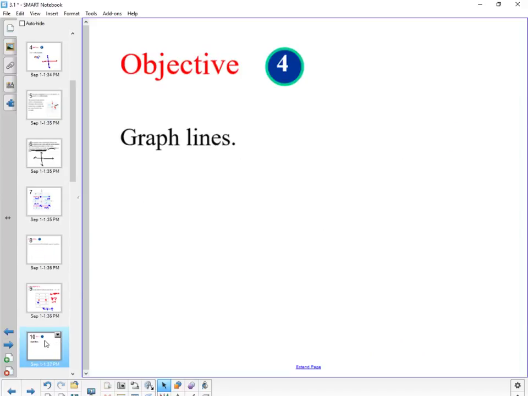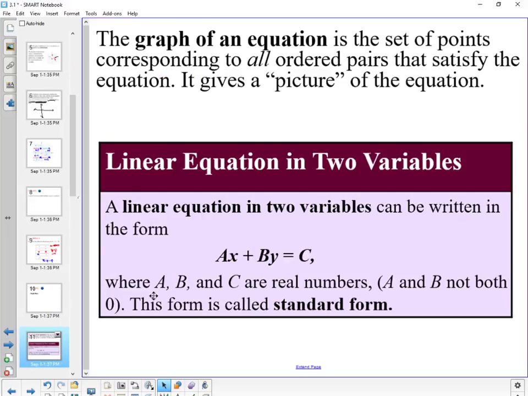Okay, graphing lines. Here we go. Graphing lines. Linear equations in two variables. Here is the standard form of a line. It should be in the form of ax plus by is equal to c.